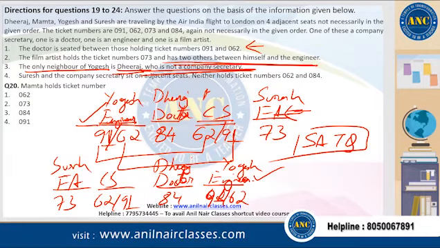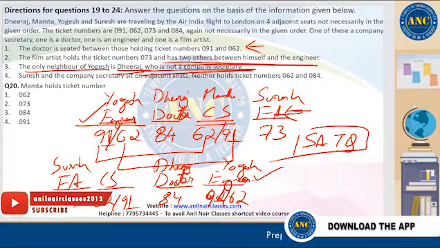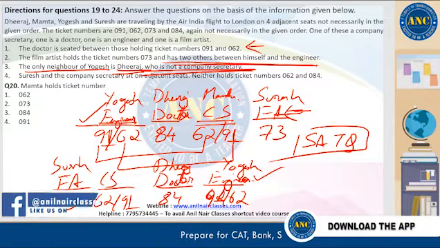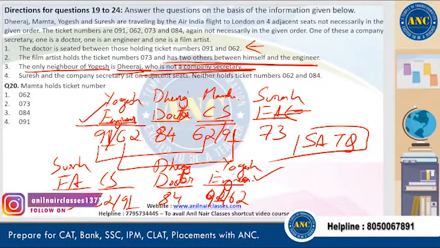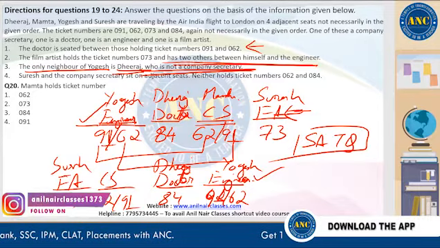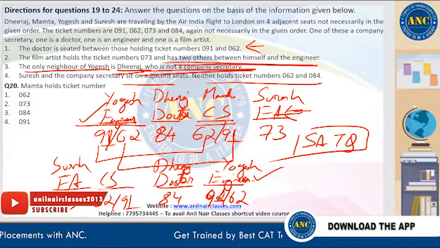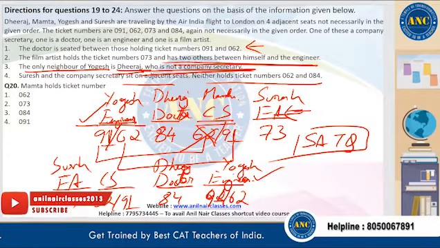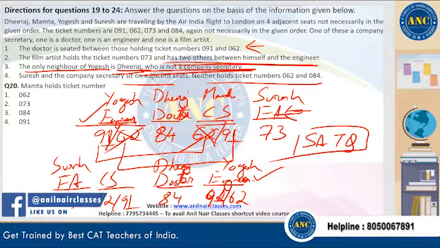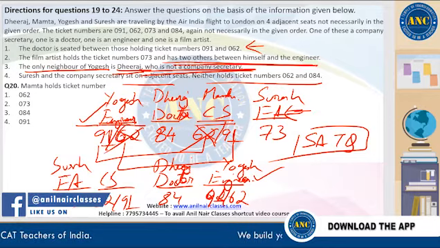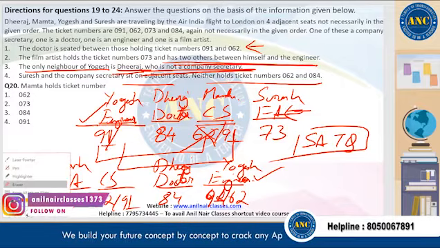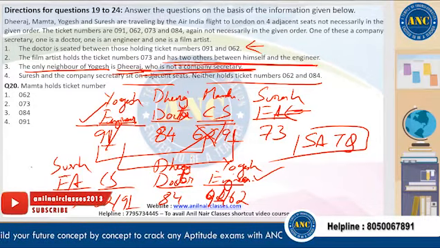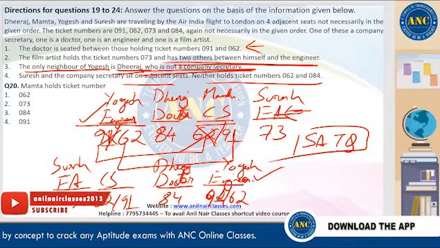And we have only one person left, that is Mamata. Her ticket is 62 or 91, undecided. But Suresh and the company secretary sit on adjacent chairs, and neither of them holds ticket number 62. That means Mamata does not hold ticket number 62. Mamata has to hold ticket number 91, that's pretty simple. That means Yogesh has to hold ticket number 62.